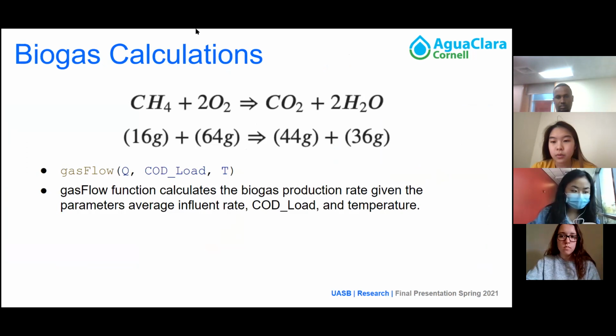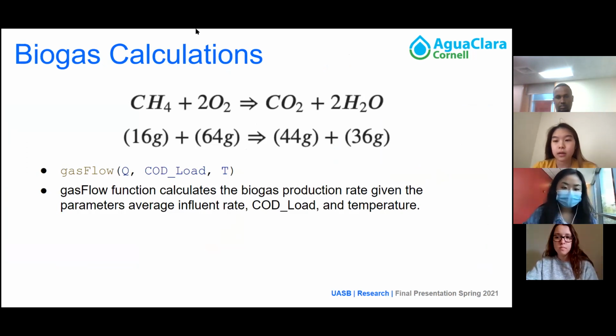So upon discussion with Dr. Richardson, we wrote a function to calculate the theoretical gas production in a day. The gas flow function, shown above, is used to calculate the biogas production rate given the average influent rate, the COD load, and the temperature. There are assumptions from literature, mainly from a source called Anaerobic Reactions.